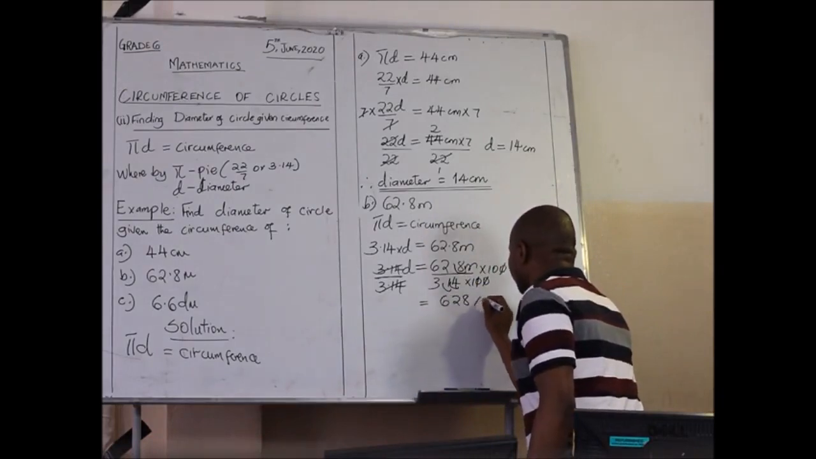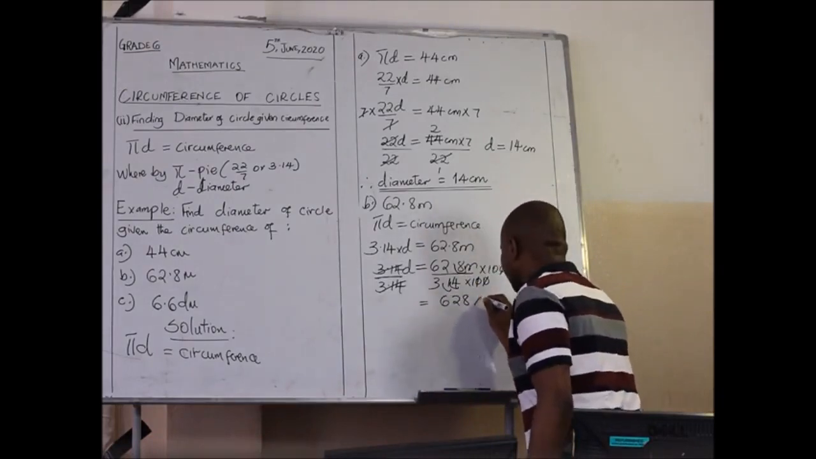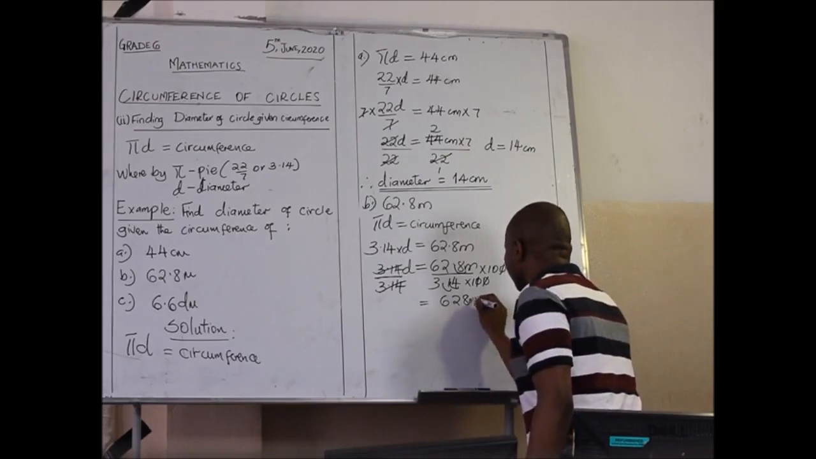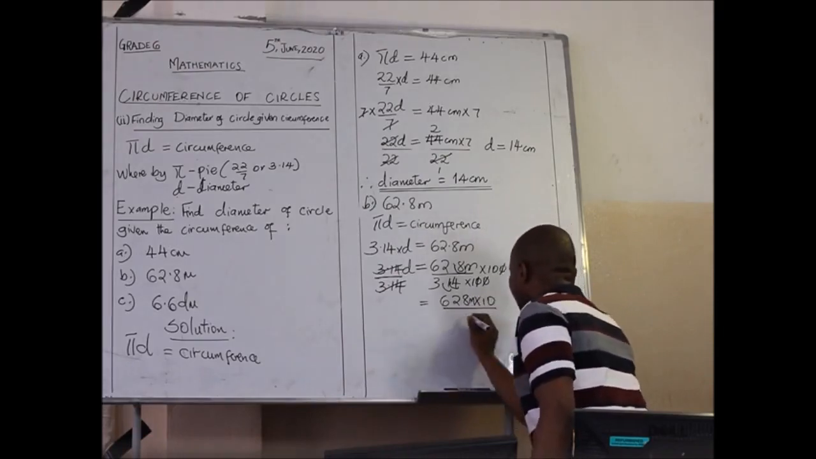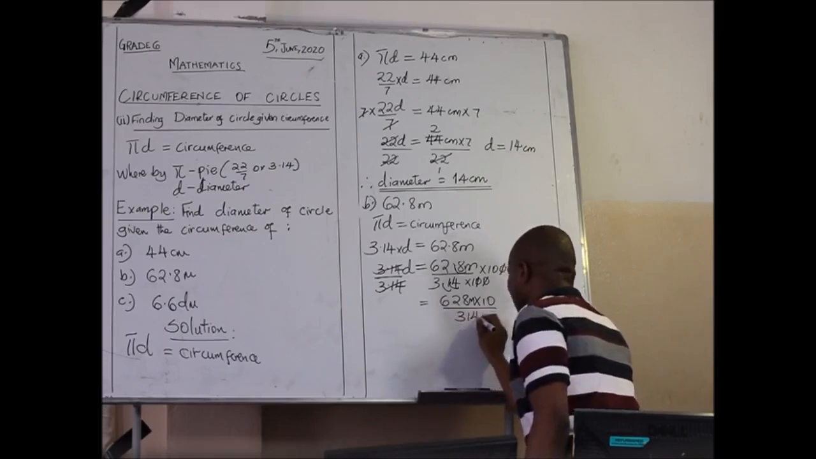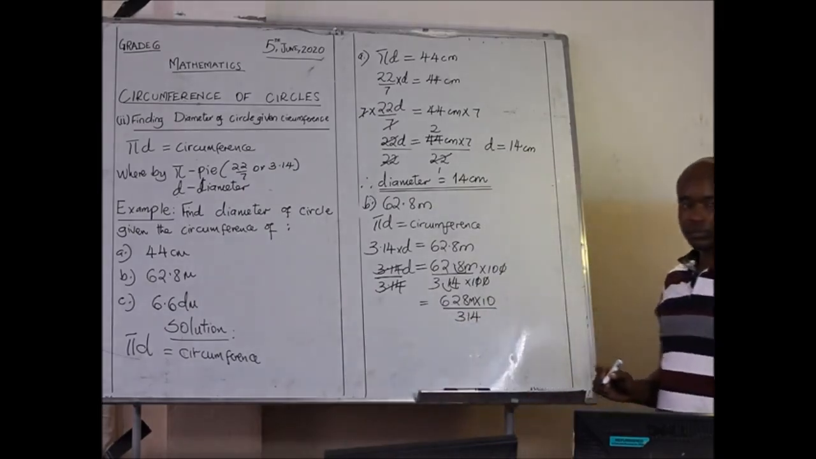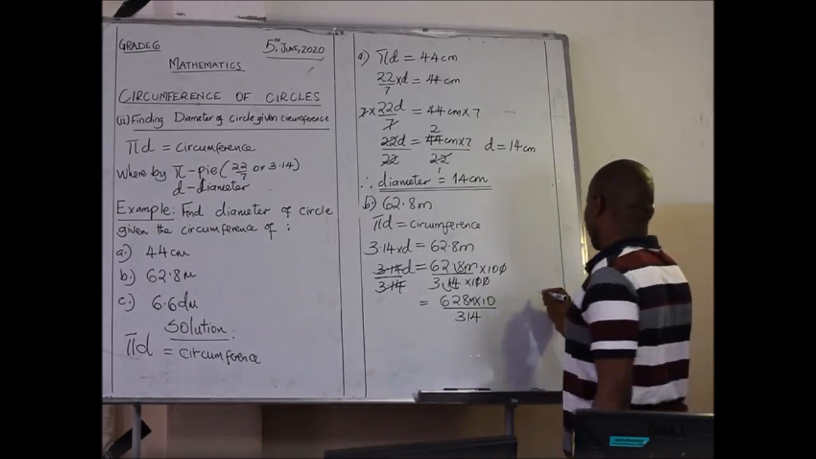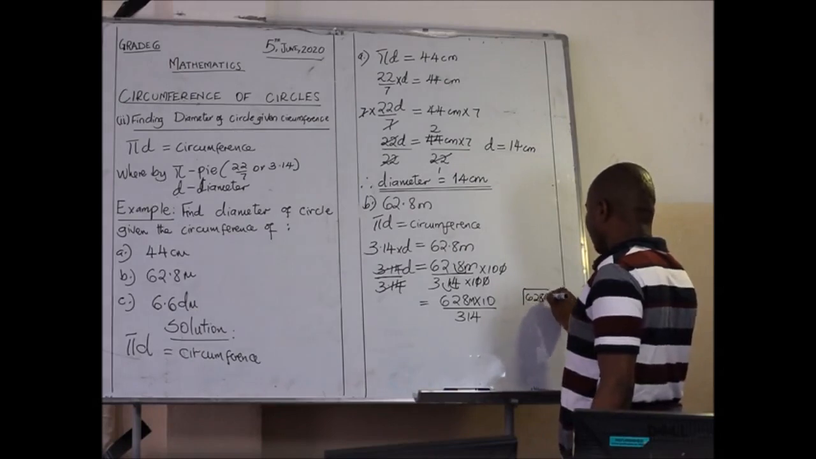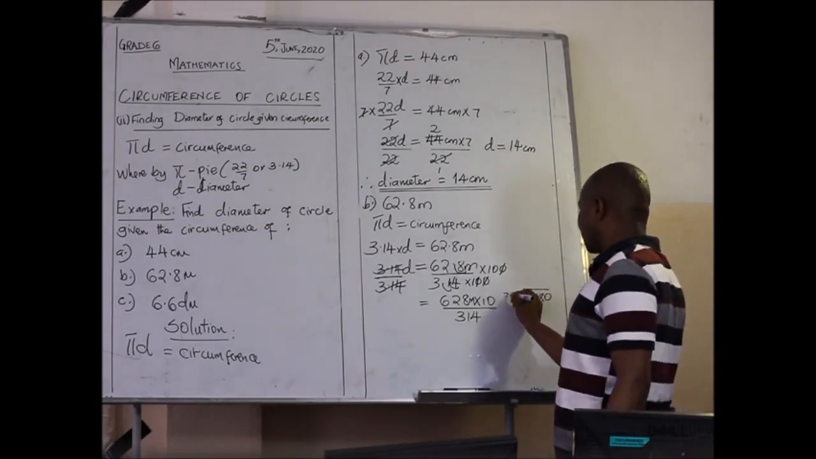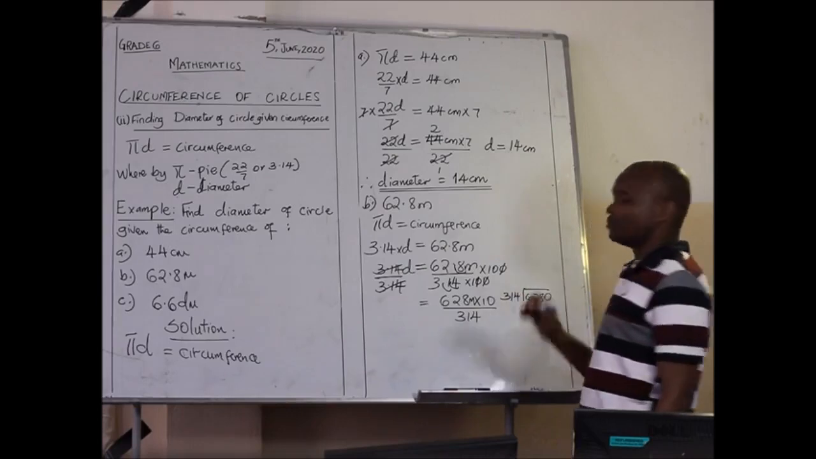628 meters times 10 over 314. If you multiply that number, you will get 6,280 divided by 314.